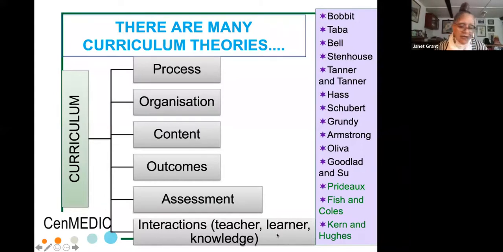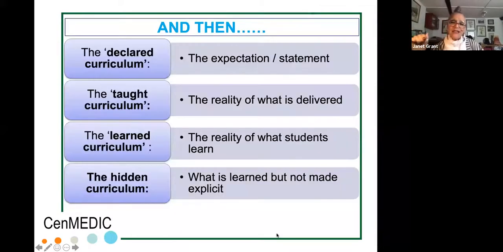So there are lots and lots of curriculum theories. You need to know them in order to make your decisions. Because if you don't know them, all you're going to do is copy someone else. And then you've imported their ideas. And then it might not be right for your context. So as well as curriculum theories for you to look at and think about and wonder what is important for you, there are also different things, as you will know, and these things are written about in the medical education literature.